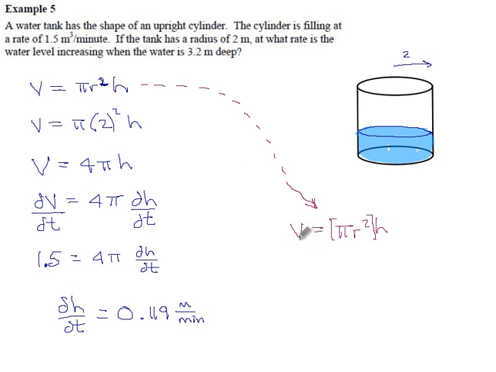So here's the improved version. The derivative of V is dV. And on this side, I have to do first times derivative of second, which is dh, plus second times derivative of first. And the derivative of this piece is going to be 2 pi r dr. Just product rule, first d second plus second d first. Now, if we want a time derivative, we divide everything by dt.